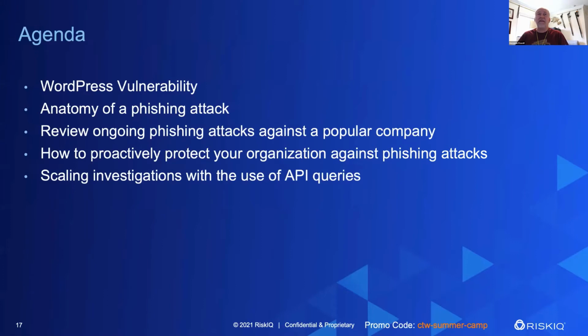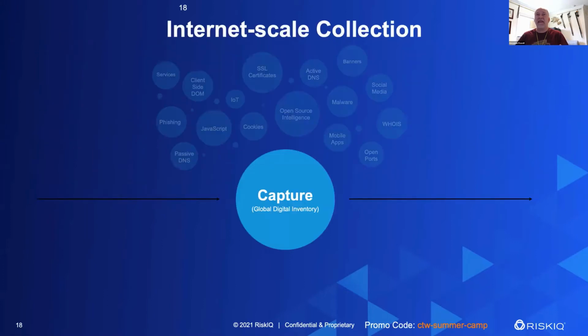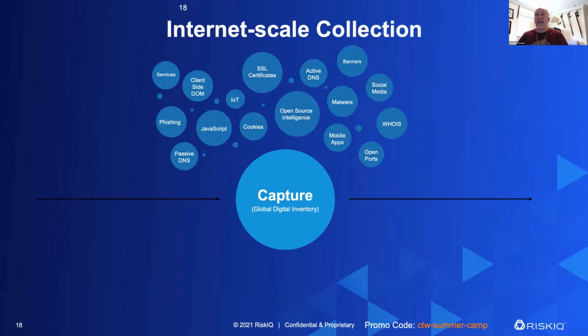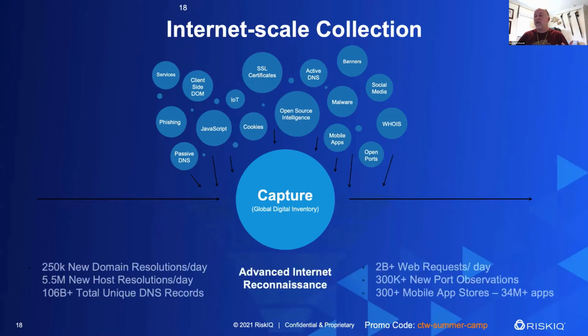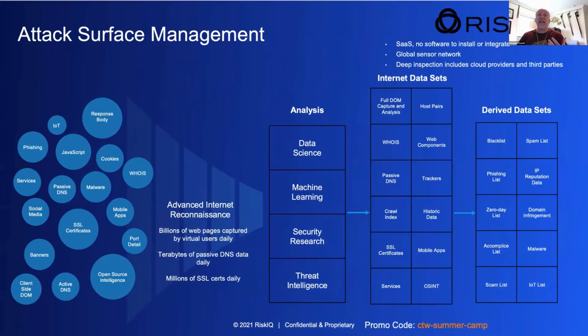So when you think about the data that's coming in, we're gathering all this data at scale everywhere on the internet. And when we capture that data, it goes into our inventory, okay? So we're doing over 2 billion web requests a day. We're seeing tons of changes, new ports being added. We're looking at even the mobile app stores and things like that. So all that information comes in.